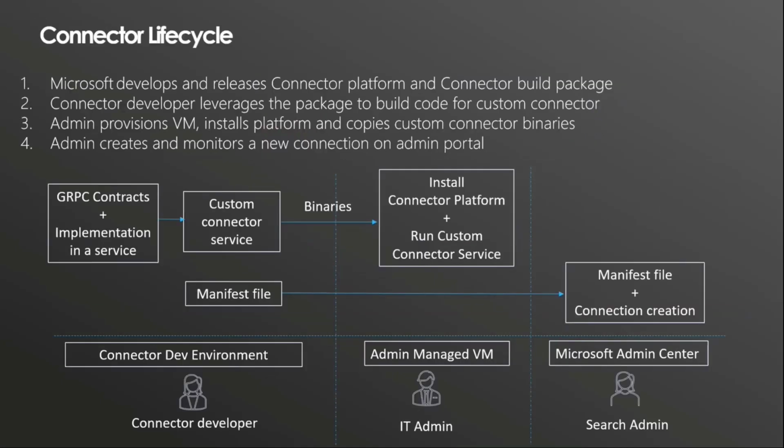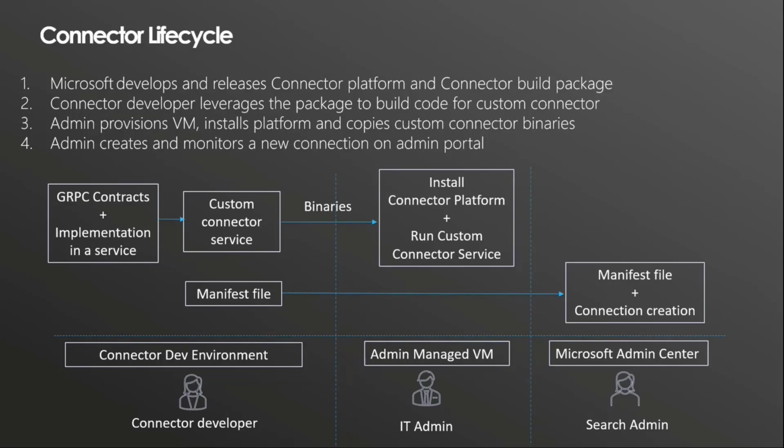We'll go a bit deeper into how this connector works and how all the parts come together. Point number one is that Microsoft will develop and release a connector platform and a connector build package. If you're using on-prem graph connectors today, you have something called a graph connector agent. This graph connector agent will be beefed up as a connector platform that will be able to support your custom connectors as well. This is a tried and tested platform, which is capable of doing all the crawls, scheduling these crawls, delete detection, and all these platform-level activities. The platform will take care of all these.